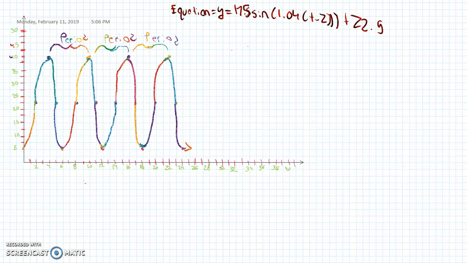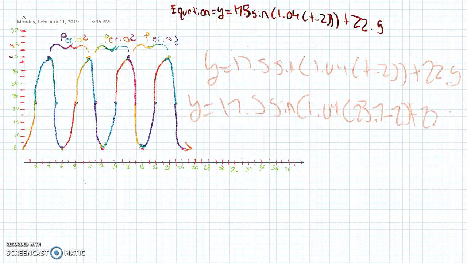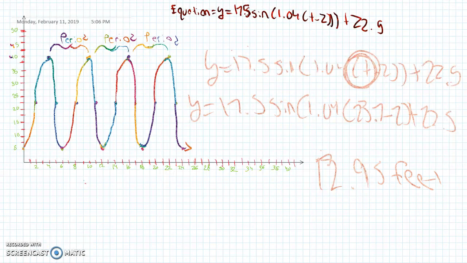Letter B. How far away is the pirate ship from the ground at 23.7 seconds? To do this, we use the previous equation that we found. This would be y equals 17.5 sine, open parentheses, 1.04, open parentheses, t minus 2, close parentheses, plus 22.5. We can now substitute t with 23.7. T represents a certain time. We plug the equation into the calculator. The pirate ship is 12.95 feet away from the ground at 23.7 seconds.